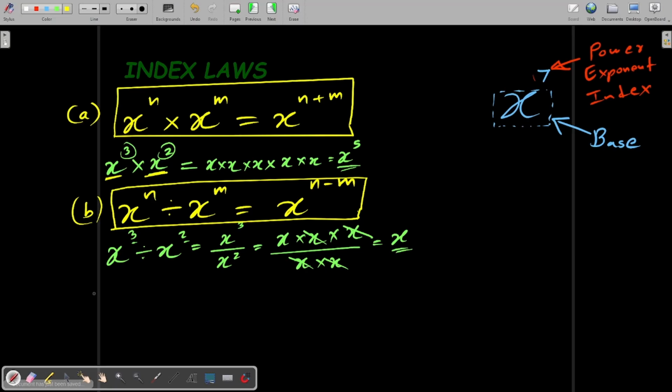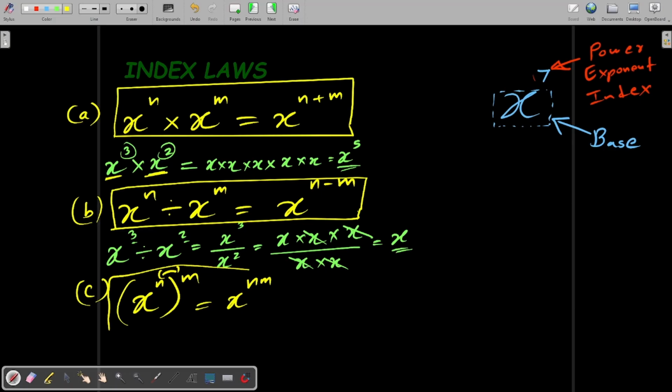Okay, moving on to the third rule. When there is a power of a power, let's assume x to the power n, within brackets again we have m. In such a scenario, you can simply multiply these two powers. So you can write this as x to the power n times m, or nm. This is the third rule associated with index laws. I will go through an example for this one too.